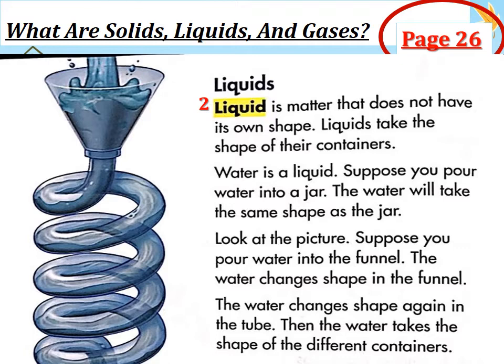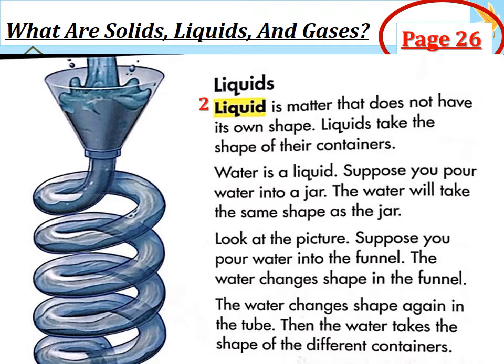Look at the picture. Suppose you pour water here on the funnel. This is a funnel, okay? The water changes shape in the funnel. The water changes shape again in the tube here, down. Okay? Then the water takes the shape of the different containers. Did you get it?